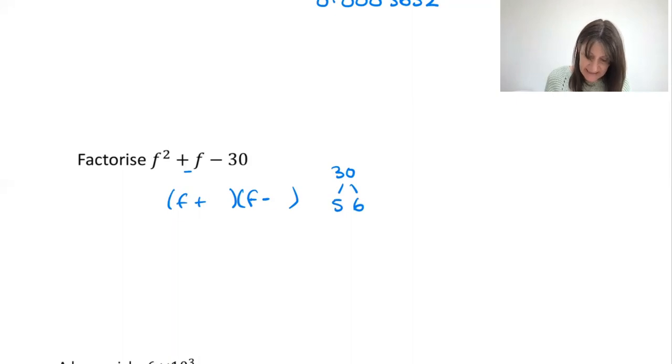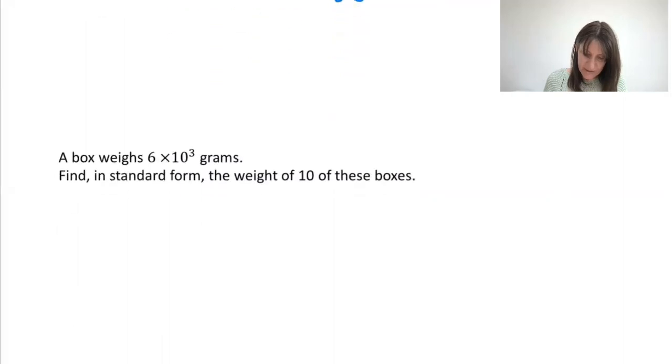Now I need to get the 5 and the 6 in the right positions. So I go back here and double check. Want to make a positive 1. So I'm going to do 6 and then take 5. 6 take 5 is 1, positive 1. So that is that factorized. Okay, here's your next question. Hit pause, press play when you're ready.